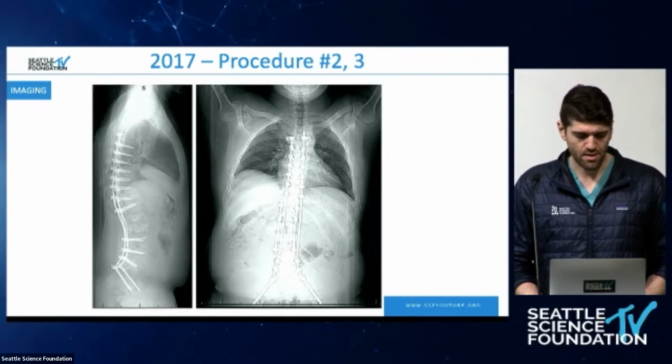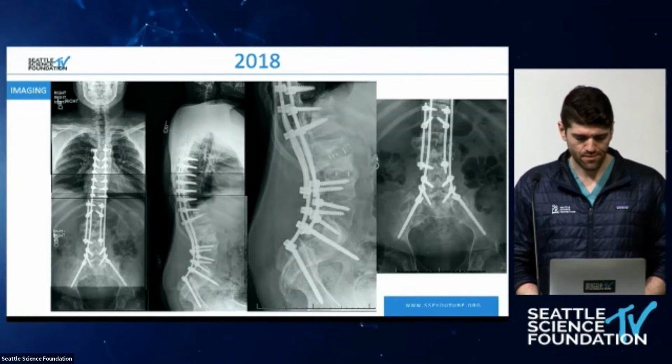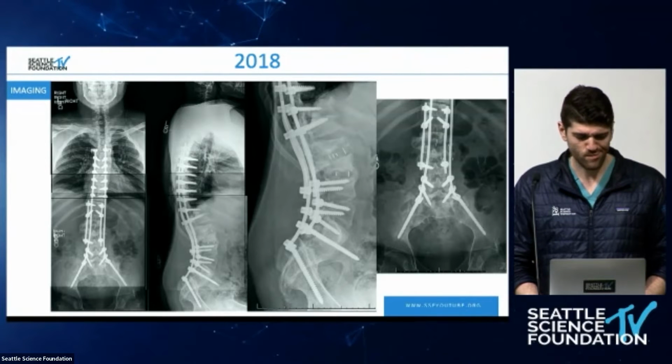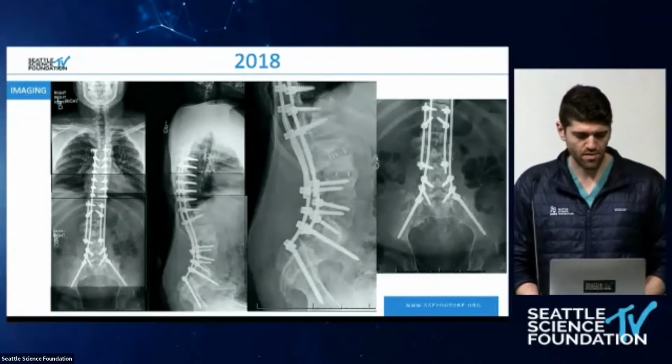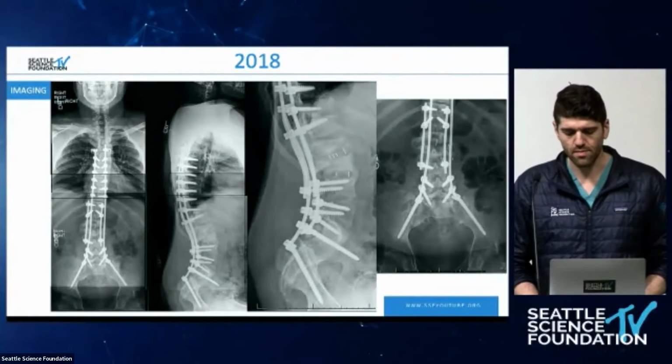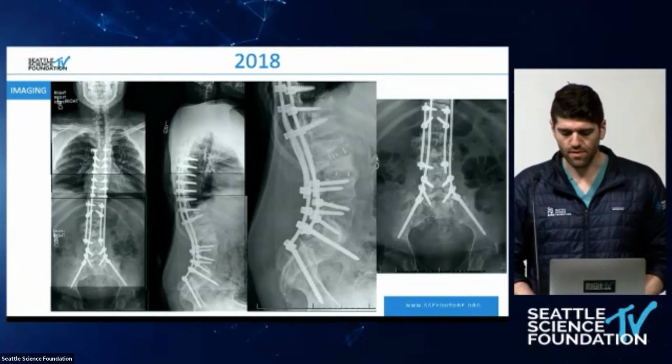And then here's coming in about 6 months later. At this point, there's some screw loosening of the bilateral iliac screws. The rods are intact so far at this point.